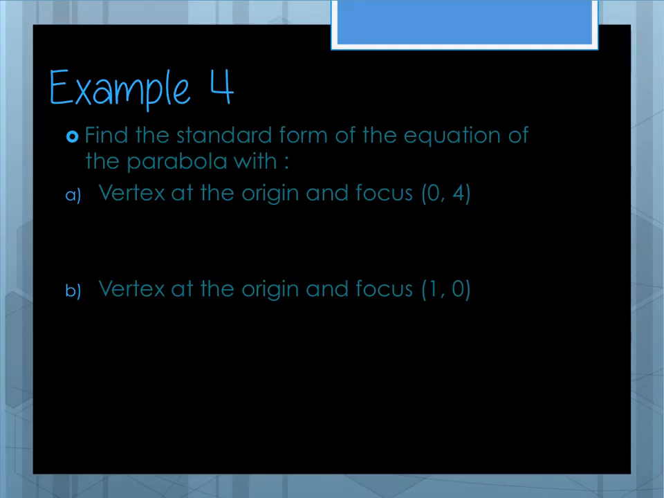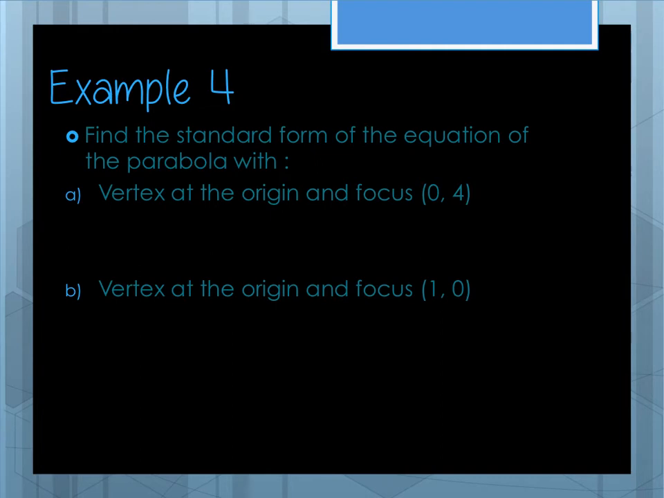All right, so these will give you all sorts of different kinds of information. Sometimes they give you the directrix, sometimes they give you the focus, sometimes they give you the vertex with one of those, or they give you the focus and the directrix. So you got to be able to kind of look at the information that's given and decipher it a little bit. It says find the standard form of the equation of the parabola with A, vertex at origin and focus at (0, 4).